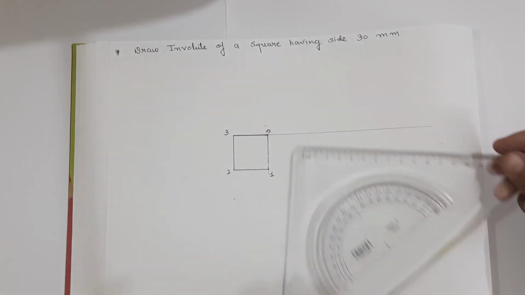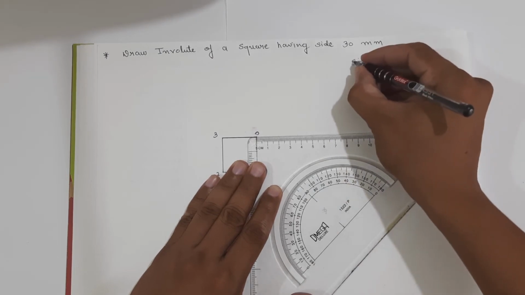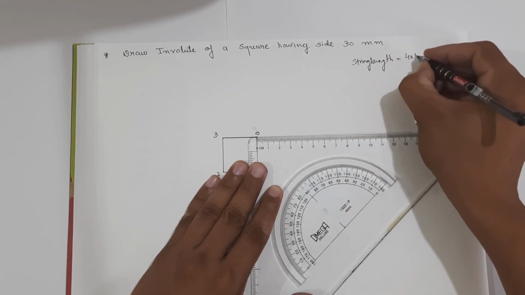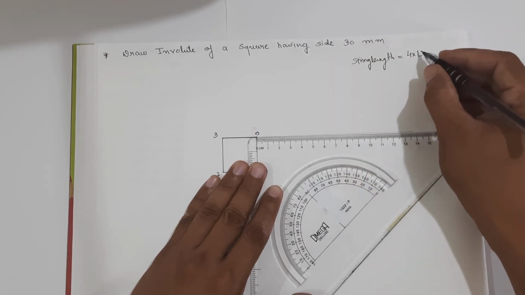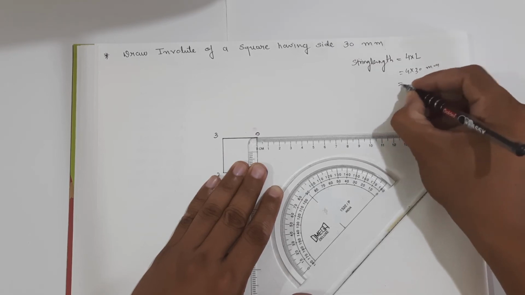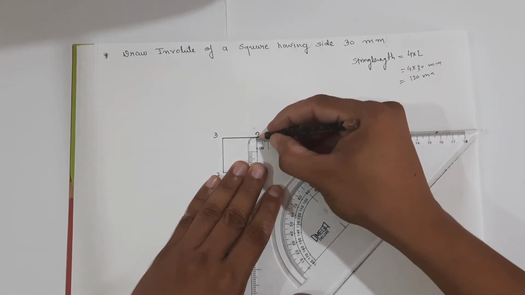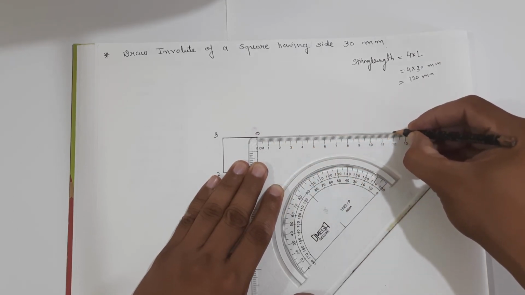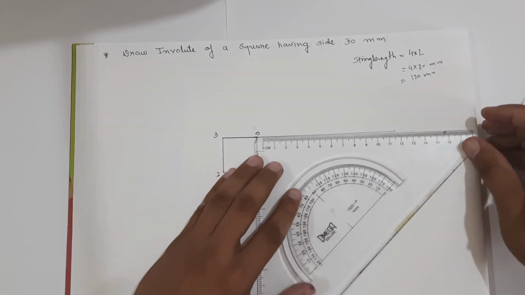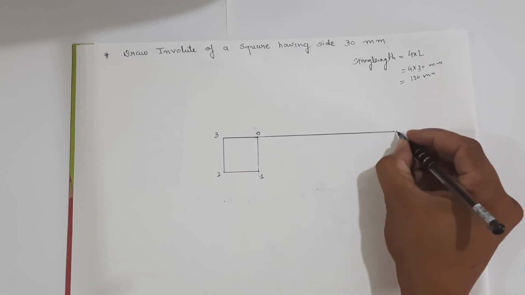Now measure the string length. If you want to draw the involute of the square, the string length will be equal to 4 into the side length of the square, 4 into L, where L is the side length of the square. So 4 into 30 mm, the string length will be equal to 120 mm. So measure 120 mm. That will be the string length. Mark here P0.